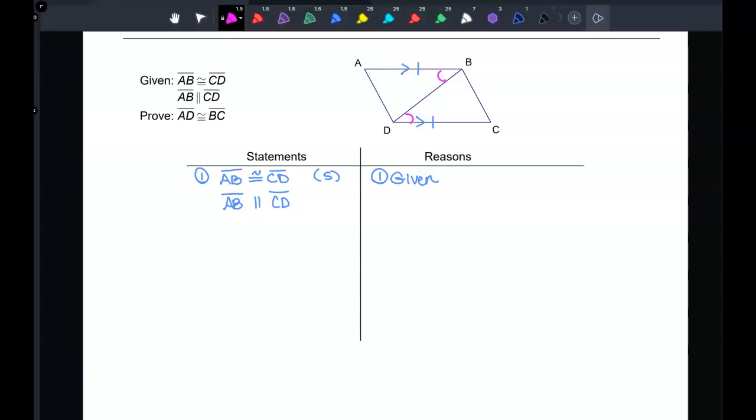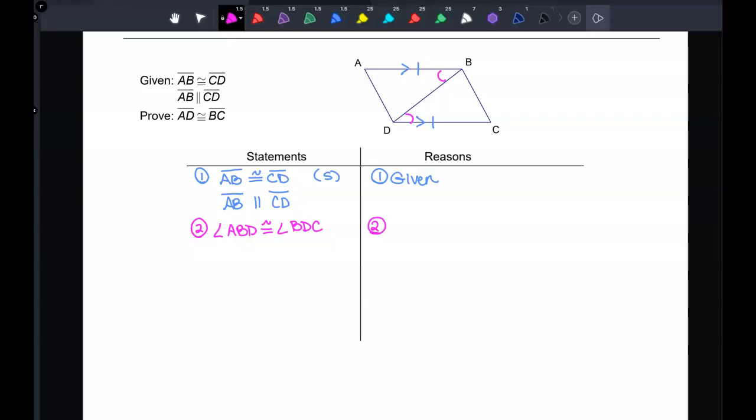A, B, D, C, D, B. Let's write that out. So that is angle ABD congruent to angle BDC. CDB is the same thing as BDC.